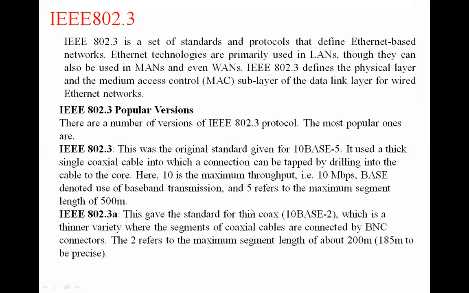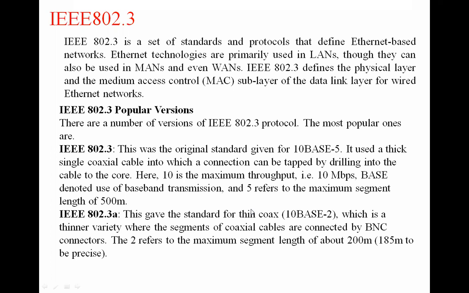What is the meaning of this 10 base 5? 10 is nothing but the speed of the data, how much data it is going to carry. The speed is 10 Mbps. Base is nothing but baseband transmission, the baseband signal. Please give concentration on this.